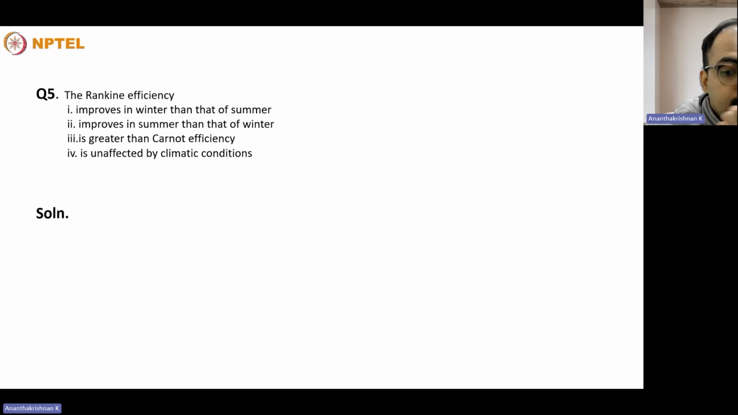Look into the fifth problem. What happens to the Rankine efficiency in winters? It improves in winter than that of summer. It improves in summer than that of winter. It is greater than Carnot efficiency. It is unaffected by climatic conditions.